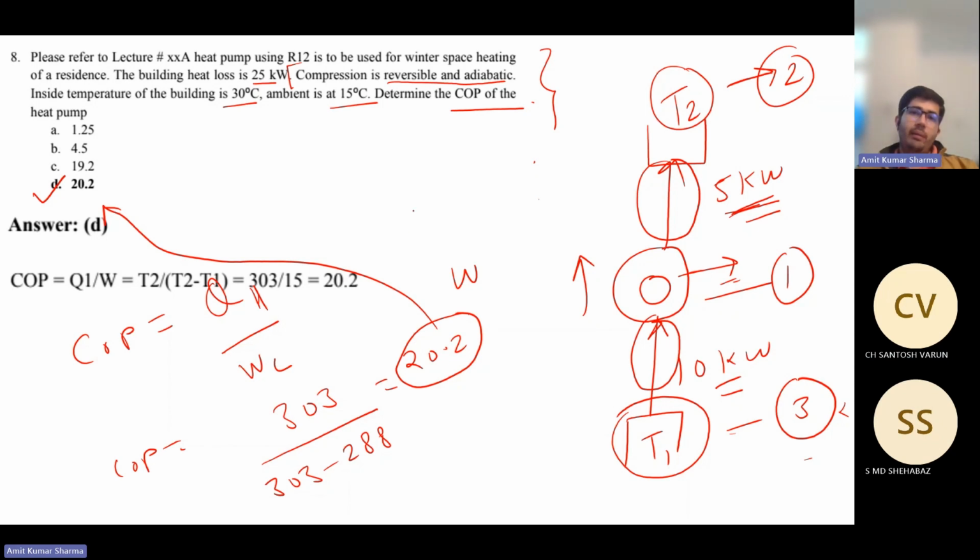Maybe this will be 3. If this changes, but the compressor is reversible, it is consuming the same amount of work, or the condition will be the same for this. But this will also change then. This 10 kilowatt will also change because this 3 has been changed.